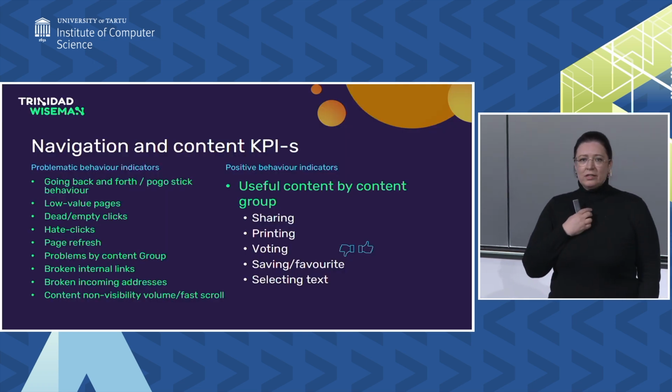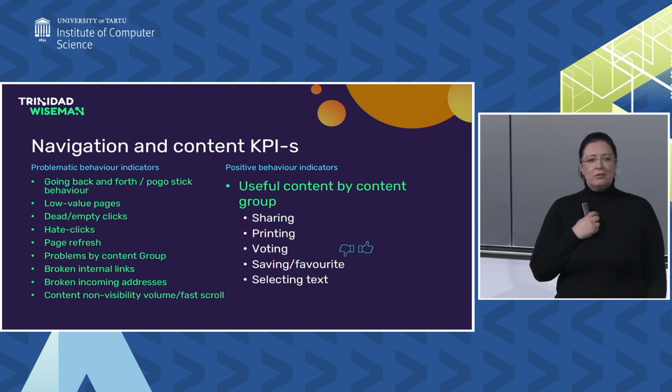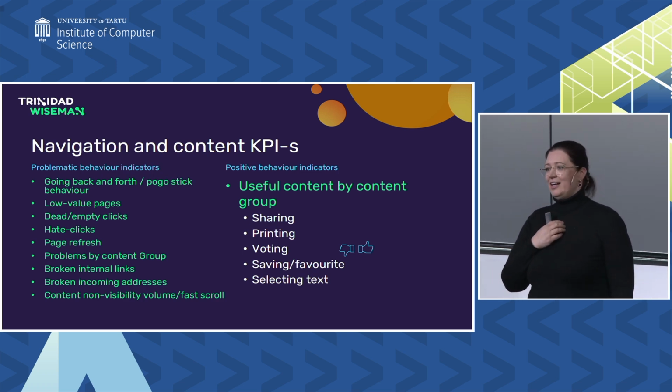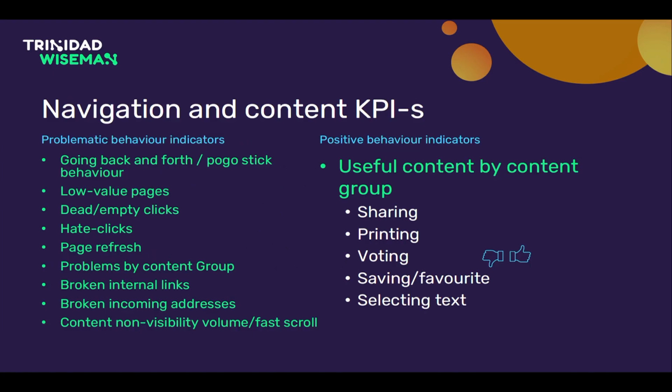So what are those meaningful events and actions we are looking for? The pogo stick effect is going back and forth. It's usually when people are not really sure what is going on, how to look for this content and so on. So they try to go back and forth. It goes for navigation, it goes for search, the same pattern. And it's quite easy to actually calculate it.